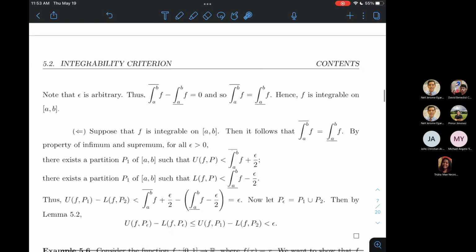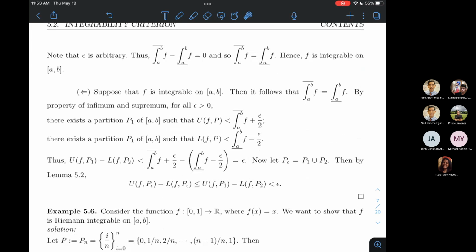Tapos yung pakabila, it will require a little more work. So ang assumption naman natin dito, ito naman yung forward. Ang assumption natin dito ay si f ay integrable. Tapos gusto nating ipakita na pag binigyan tayo ng epsilon greater than 0, makakahanap ako ng isang partition inducer such that the upper Riemann sum minus the lower Riemann sum will be less than epsilon. Okay? So yun yung hanapin natin ngayon.